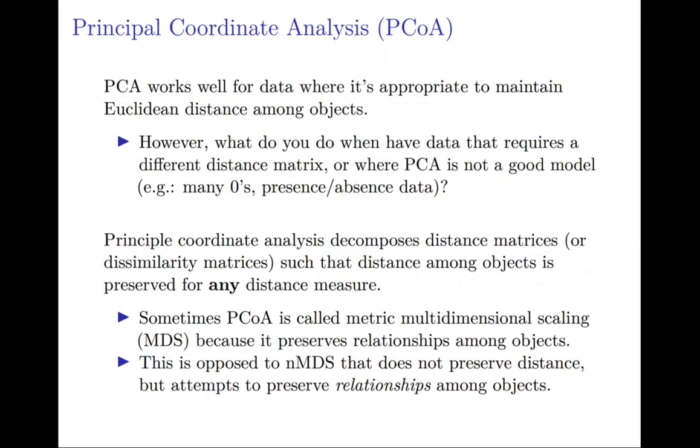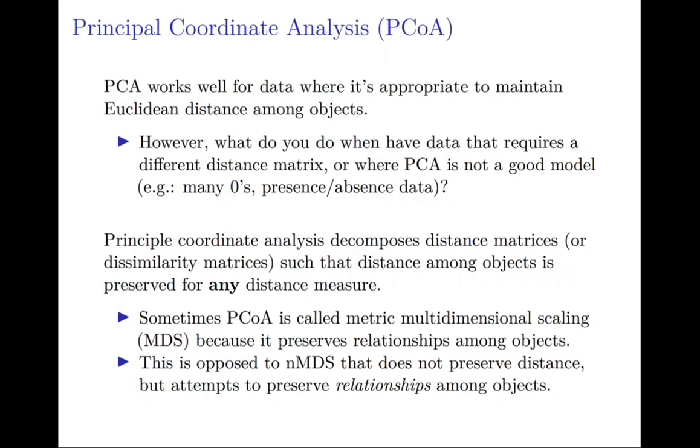So PCA works well for data where it's appropriate to maintain Euclidean distance among objects. However, it's not very clear what to do if you have data that requires a different distance matrix, like many of the distance matrices we talked about previously, or where PCA is not a good model. For example, if you have a lot of zeros or you have presence-absence data. And so principal coordinate analysis decomposes distance matrices, or of course dissimilarity matrices, such that the distance among objects is preserved for any distance measure.